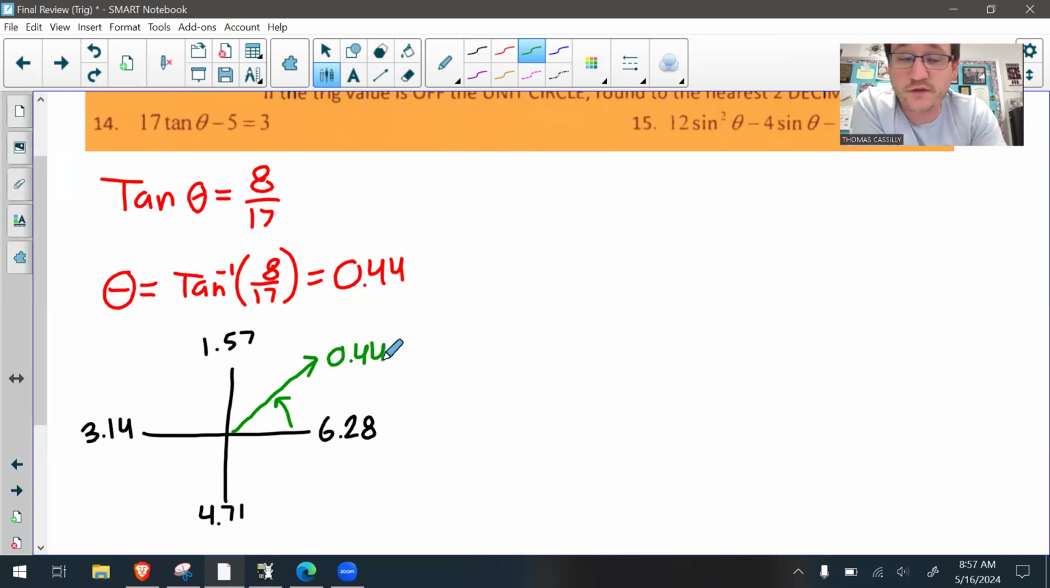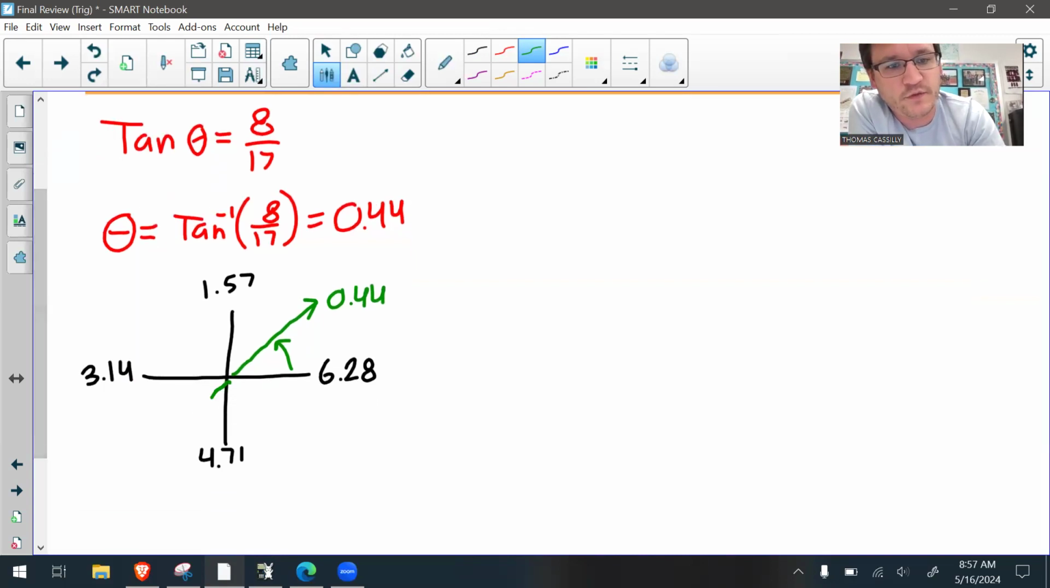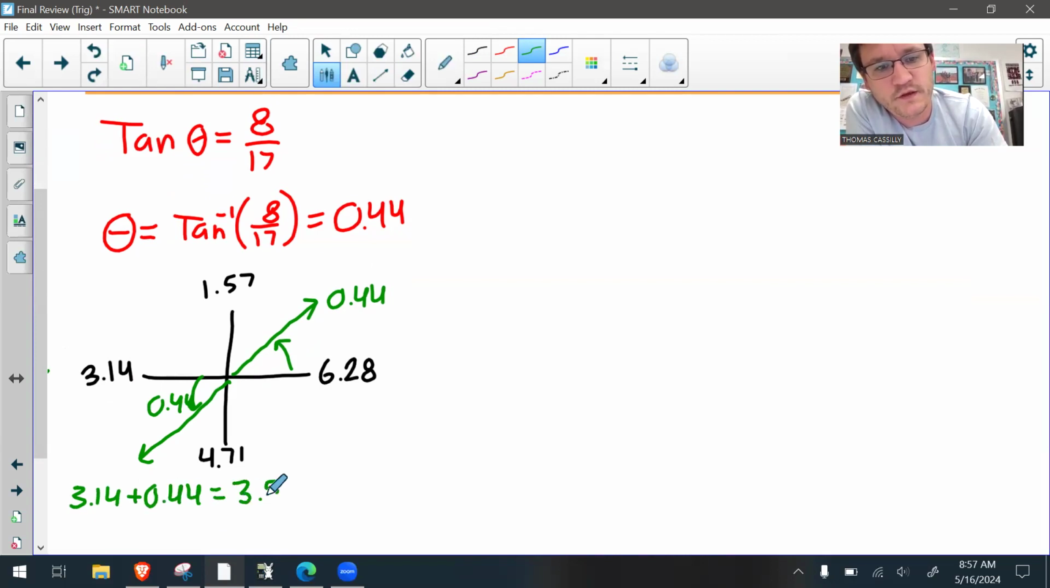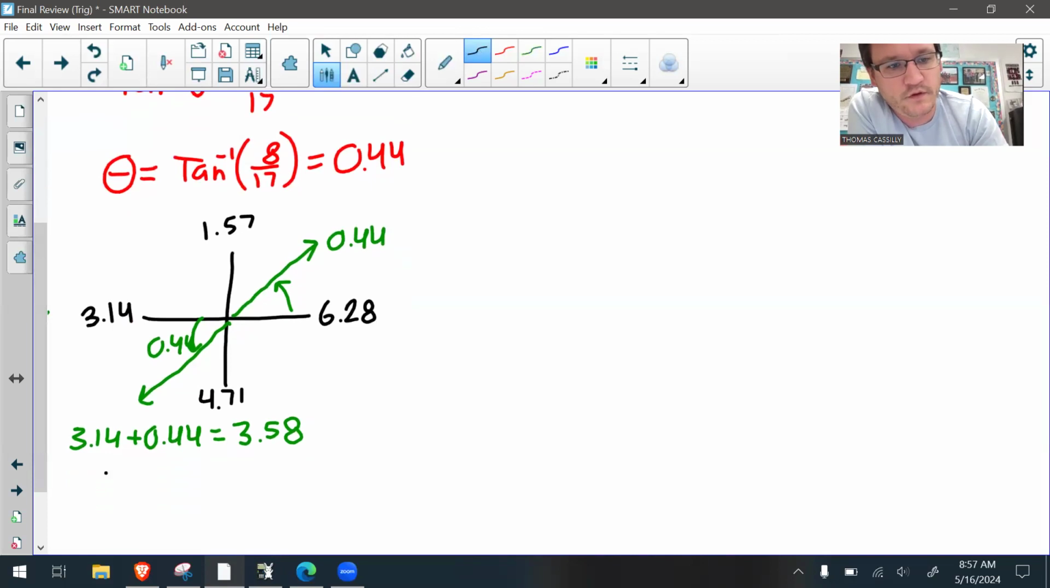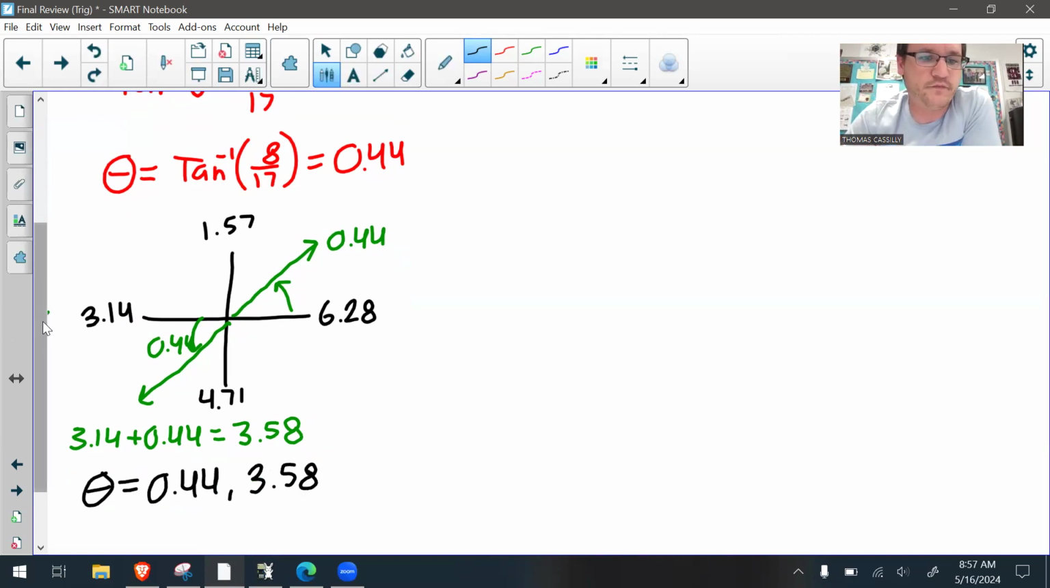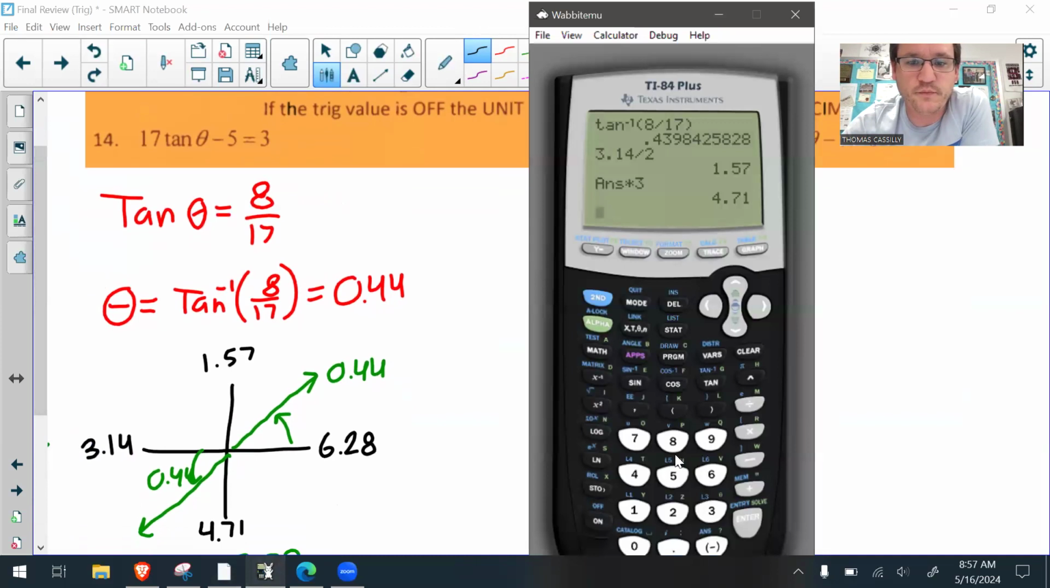We know tangent is positive in quadrant 3. So our second answer needs to be down in quadrant 3. So that is going to be 0.44 more than pi. So this needs to be 3.14 plus 0.44, which gives us 3.58. So the two answers for this problem: we have theta equals 0.44 and 3.58. And again, if we wanted to confirm either one of those, plug them back into your calculator.